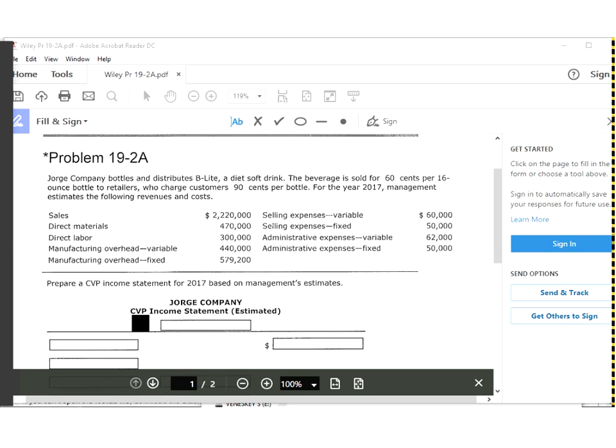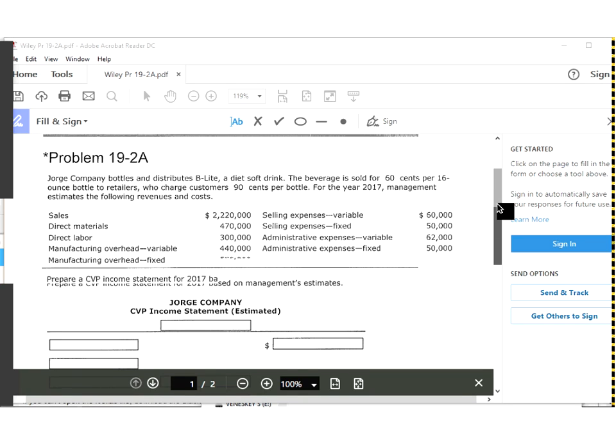Okay, we're now ready to look at the problem for Chapter 19, Problem 19-2A of Wiley Plus. And if you haven't already, go ahead and pause this video in the next couple of seconds and just get a read-through of what the problem is looking for, especially our opening information. And we're going to get started on how to fill this out.